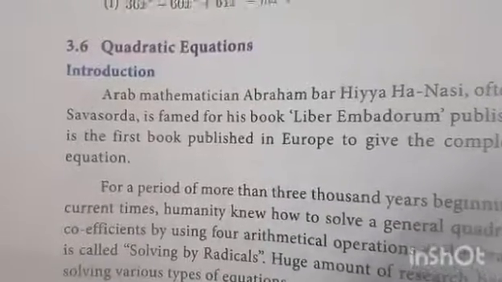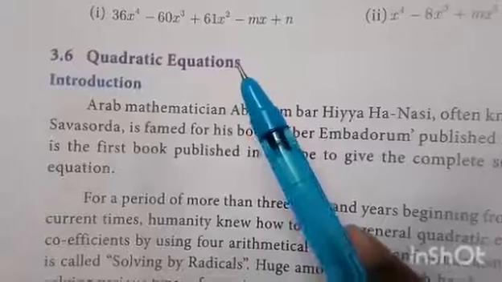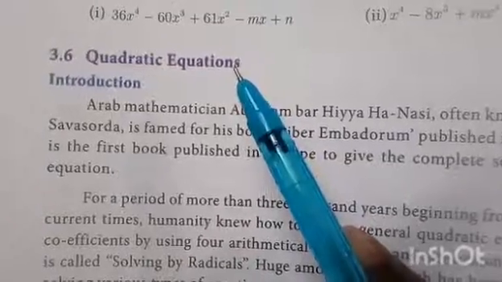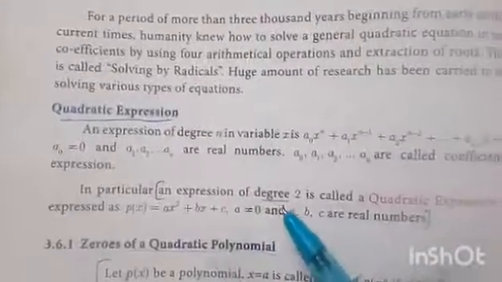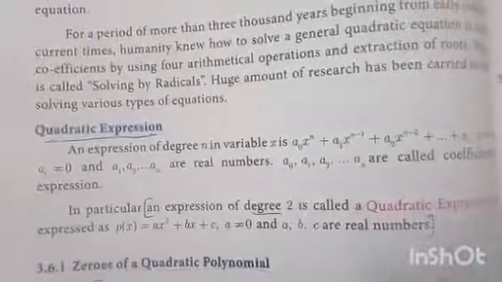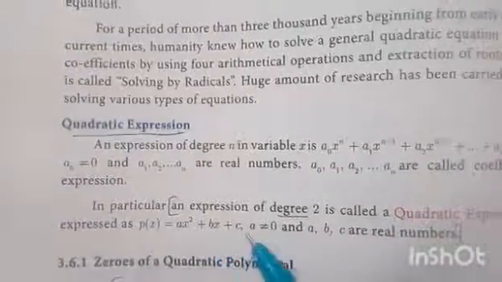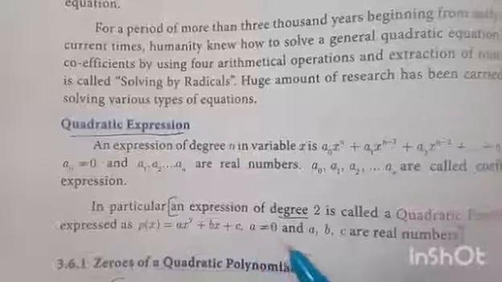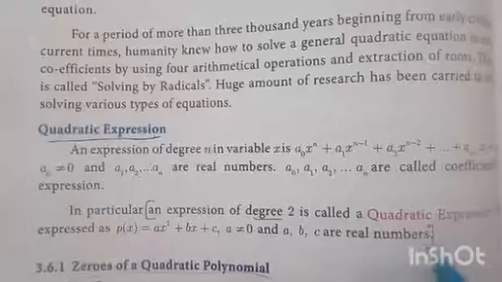Students, now we are going to learn quadratic equations. A quadratic expression means the highest power is 2. An expression of degree 2 is called a quadratic expression, and it is expressed as p of x equals ax square plus bx plus c, where a is not equal to 0, and a, b, c are real numbers.